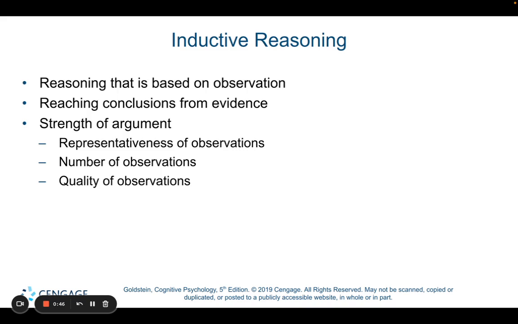Inductive reasoning is reasoning that's based on observation and being able to reach a conclusion from evidence. It's sort of like the strength of an argument. It could be based on representativeness of observations. It can be based on the number of observations that have taken place. It can be based on the quality of observations. So we are able to reason using inductive reasoning when we're able to look at things and come up with a claim.